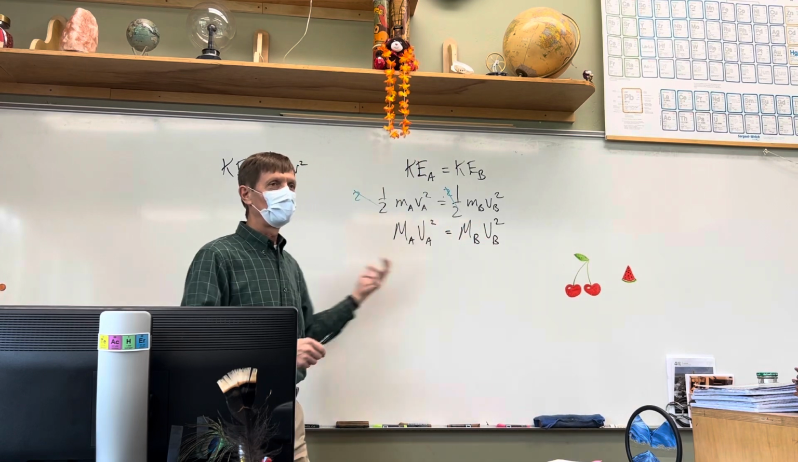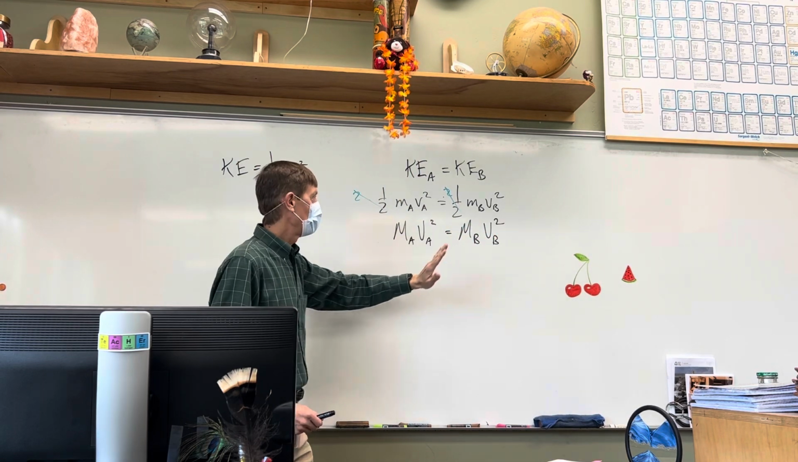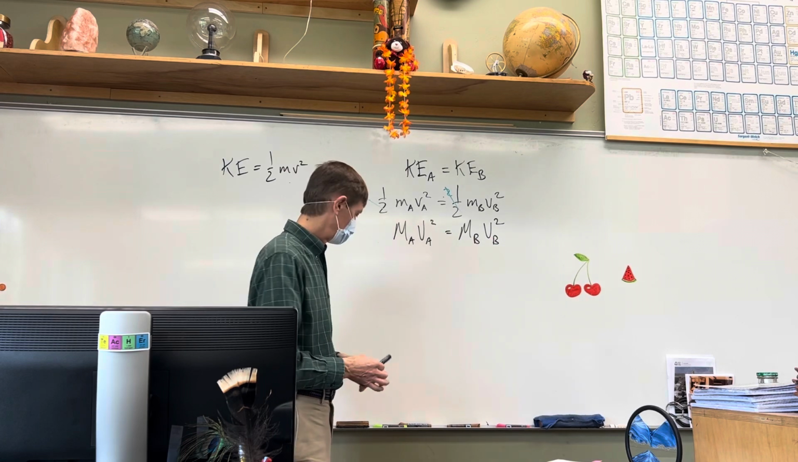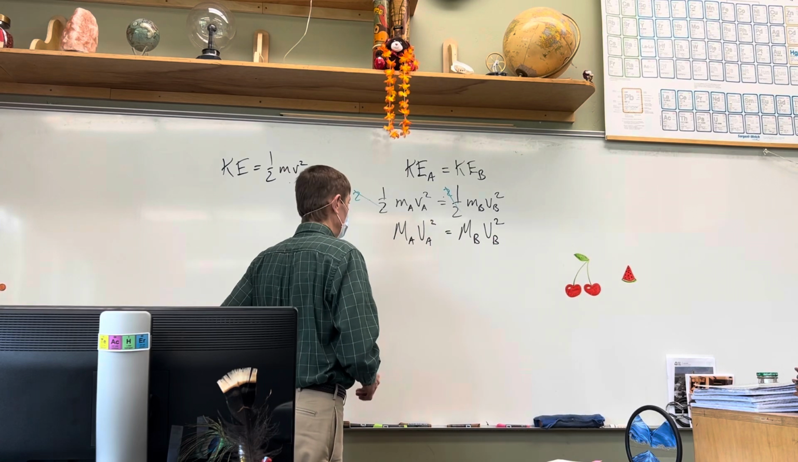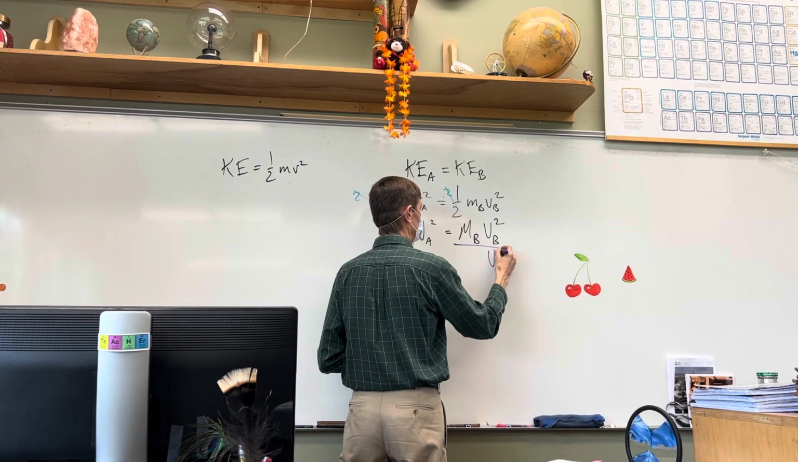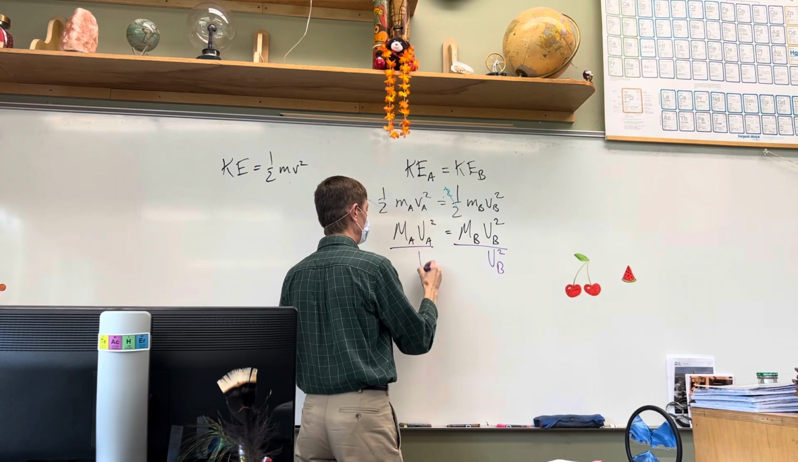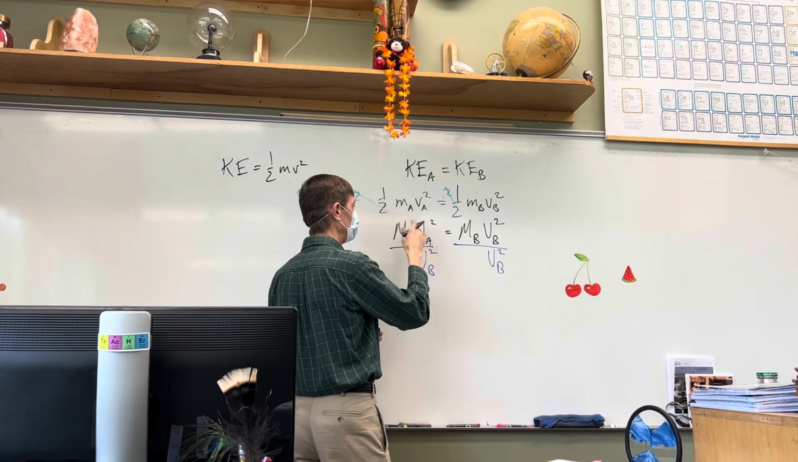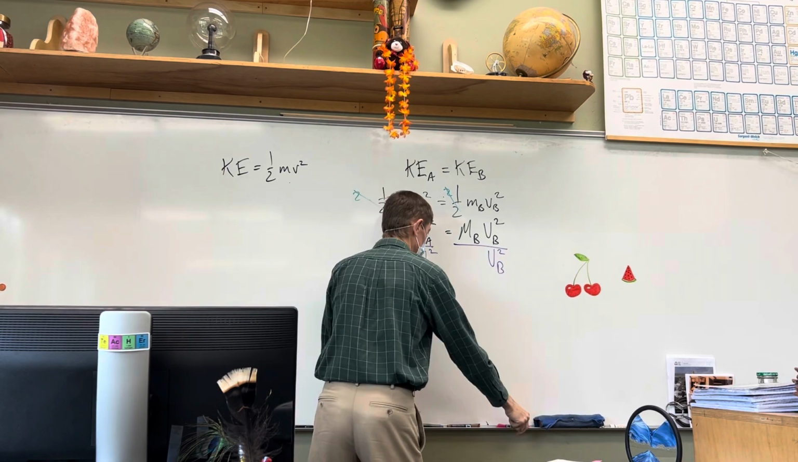Let's get the V's on one side and the M's on the other. So how do I get the V's over on this side? Divide by V. Divide by what? A squared. What I do to one side, I got to do to the other. Okay, but I want to get the M's on that side, so what do I do? Divide by M.